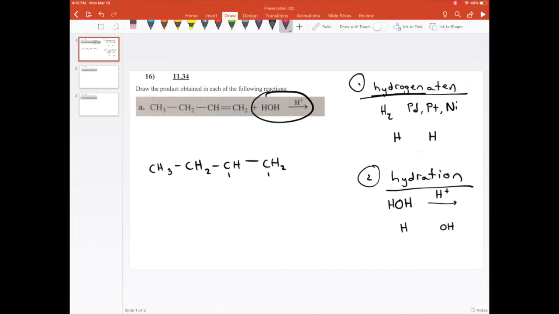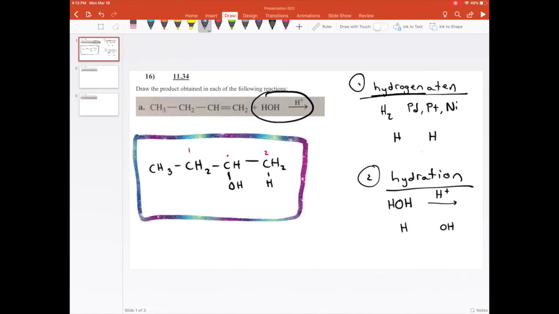So for example, this carbon on the left is bonded to two other carbons. The carbon on the right is bonded to just one other carbon. Because the pink carbon, the carbon on the left, is bonded to more carbons, it gets the OH, and the other carbon gets the H. Notice this bond here is going to the oxygen, not to the hydrogen. And so this would be the product of that hydration.